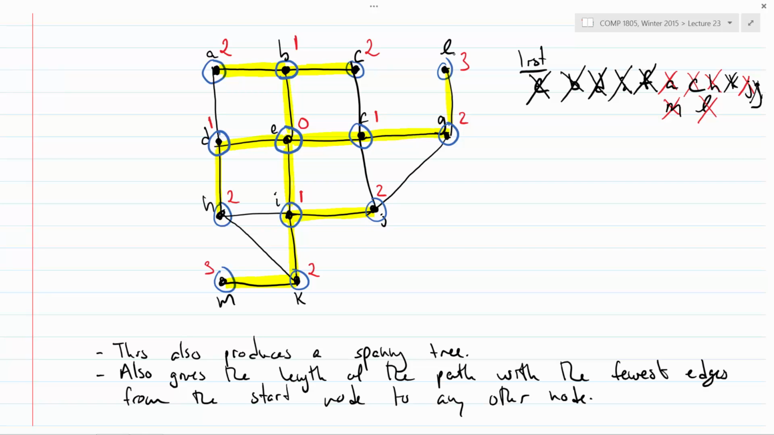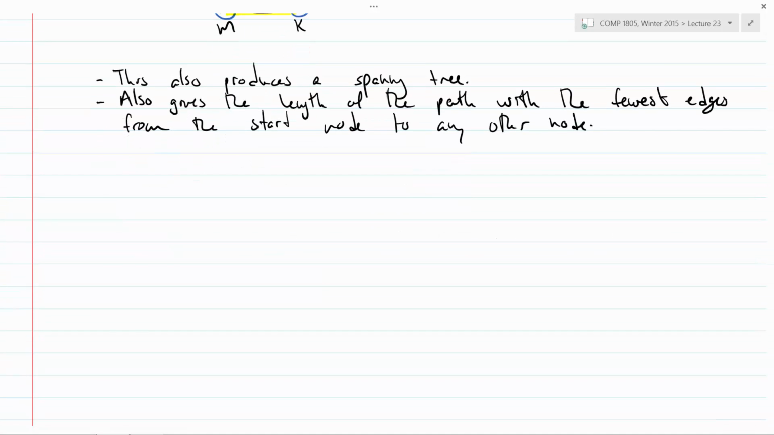Okay, so there are two topics left in this course. The first one is planarity. And the second one is graph coloring, which we'll get into next time. So the idea behind planarity is this.